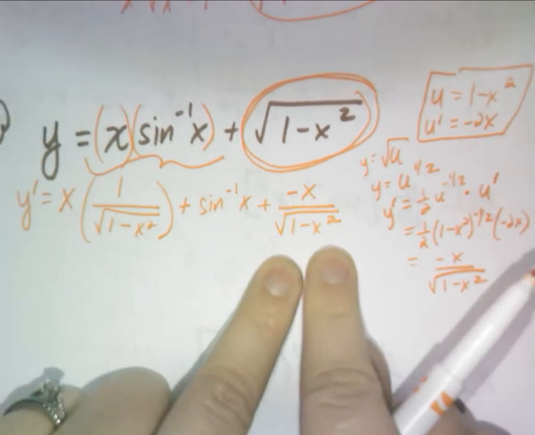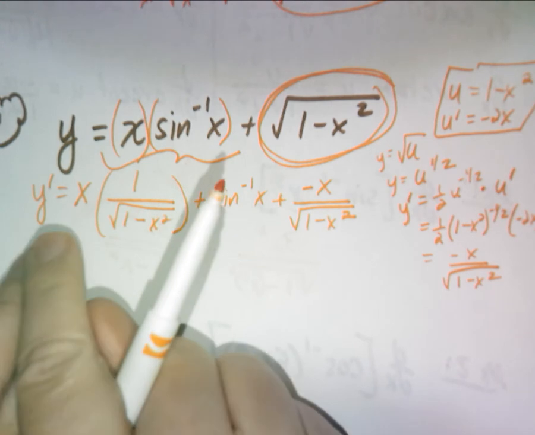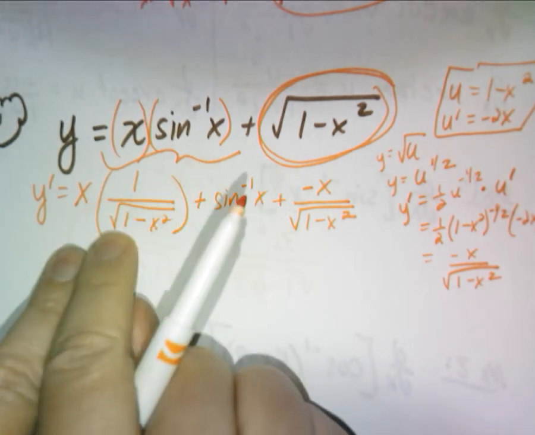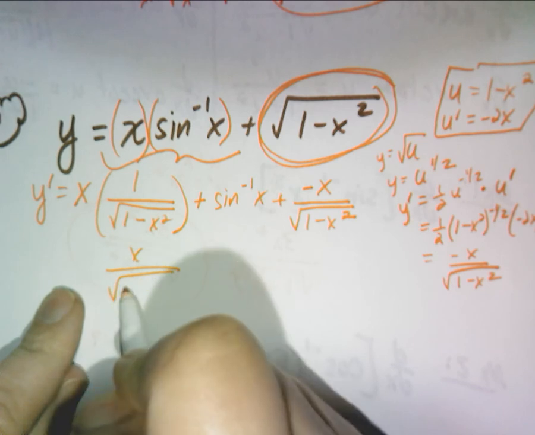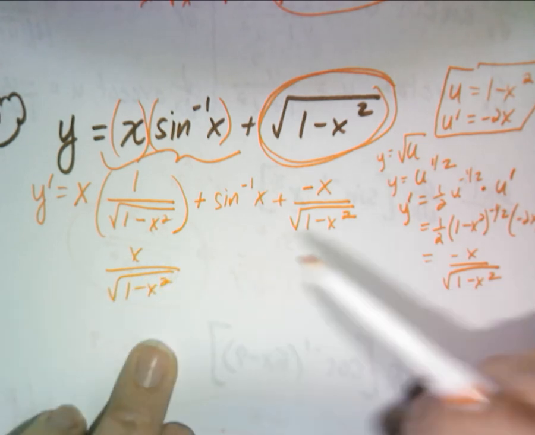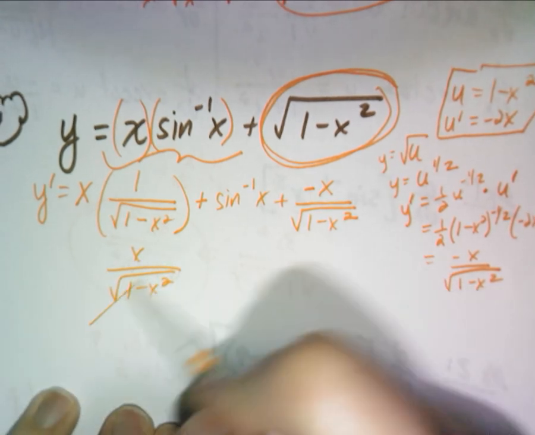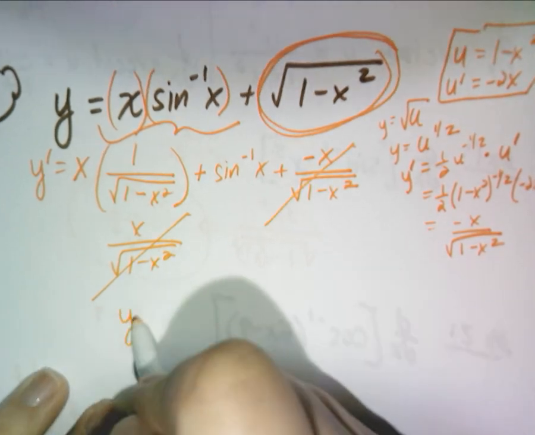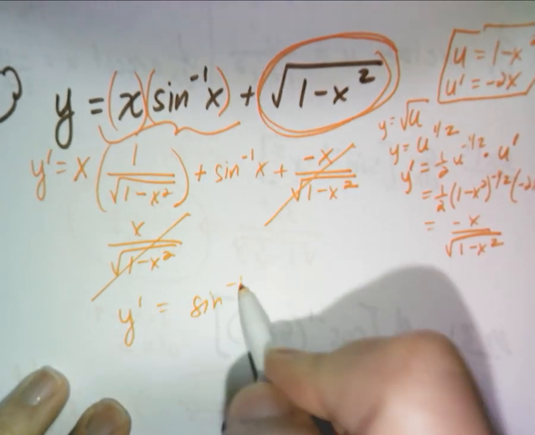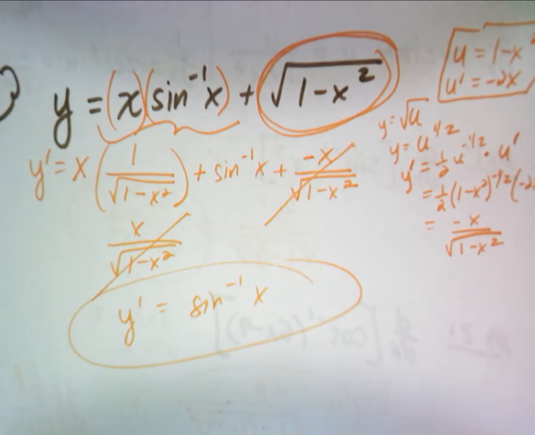This and this, if you multiply that x, where does that x go? To the top or the bottom? Top. These two are opposites, and what's going to happen to them is they cancel. And your final answer is inverse sine of x. That's the derivative of that.